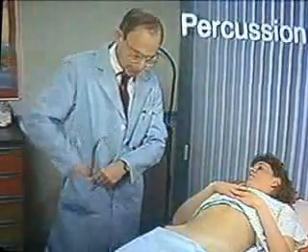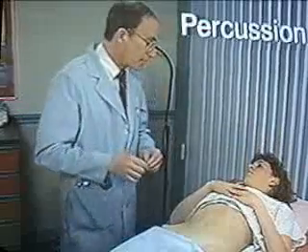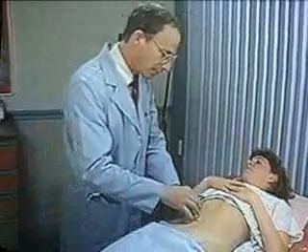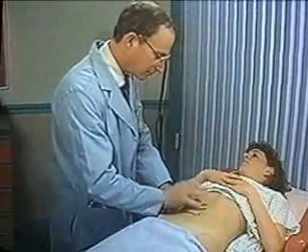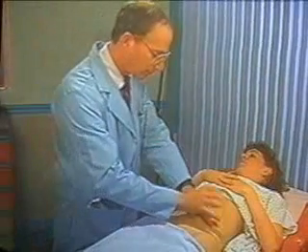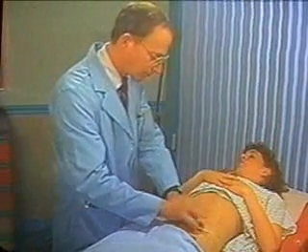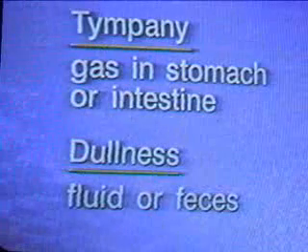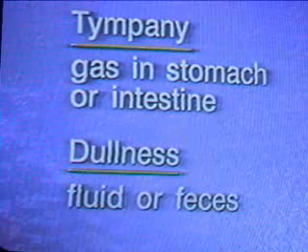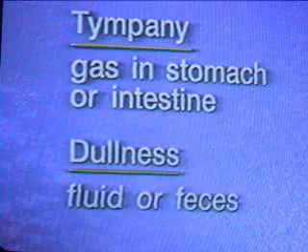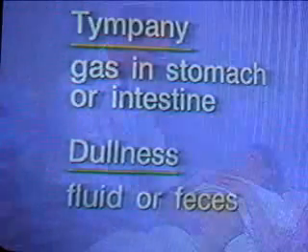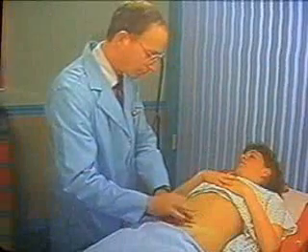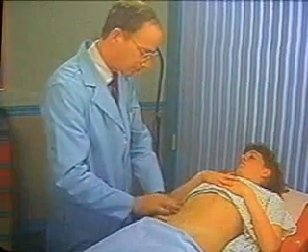Next, lightly percuss the abdomen to assess the distribution of tympany and dullness. Tympany indicates gas in the stomach or intestine. Dullness suggests fluid or feces. Note any large area of dullness that might suggest a mass or enlarged organ.